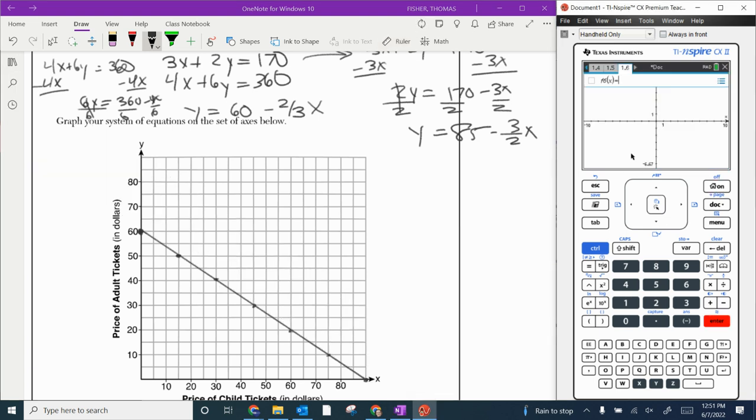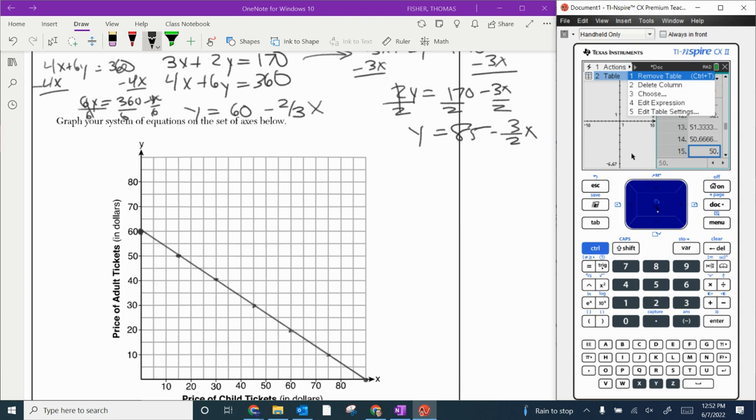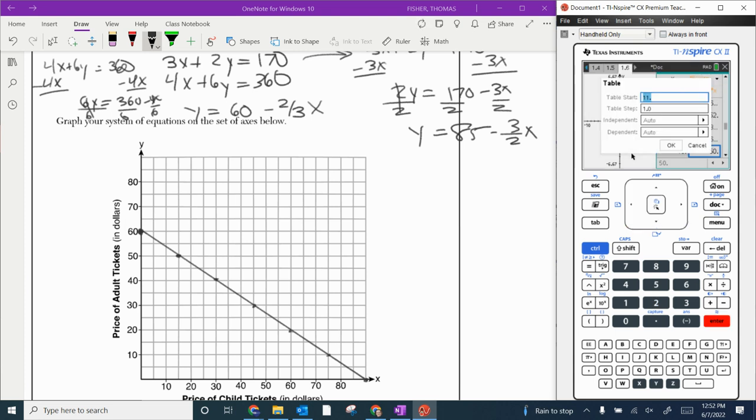Let's just check. So if we do 60 minus 2/3 x. Let's go to the table. 0 is obviously 60. I'm going to jump all the way. Oh, this is going to be a while. I'm going to go to the menu. I'm going to go to table. I'm going to do edit table settings to tweak this a little bit. So I'm going to start at 0, and I'm going to count by tens.